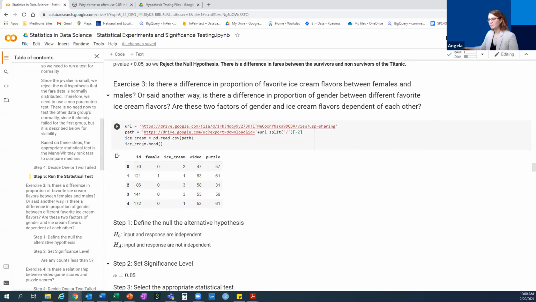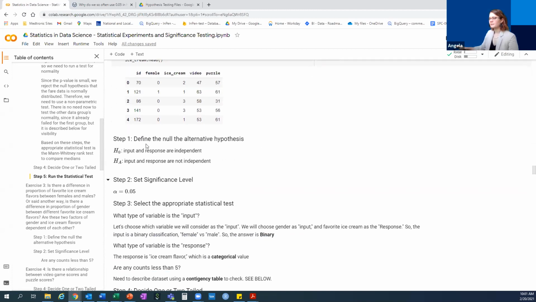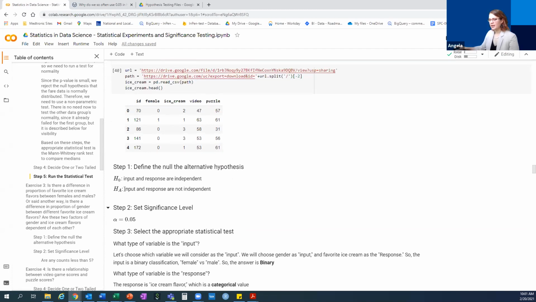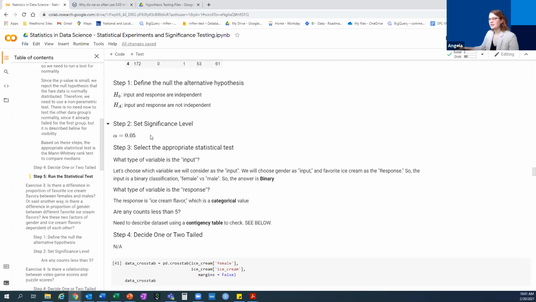So let's take a look. We have an indicator of gender here, and we have a factor for favorite ice cream flavor. I did find later 1, 2, and 3 are the only levels here. All right, so let's start our steps. The null hypothesis in this case is that the input and the response are independent. We're testing for dependency. And the alternative is that they're not independent, or that there is a relationship, there is a dependence between the two. Same significance level.